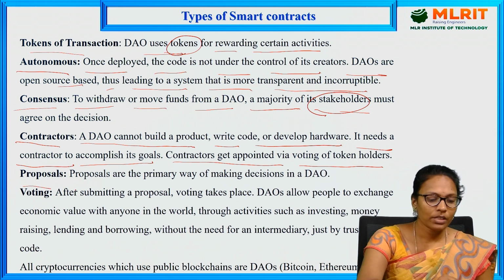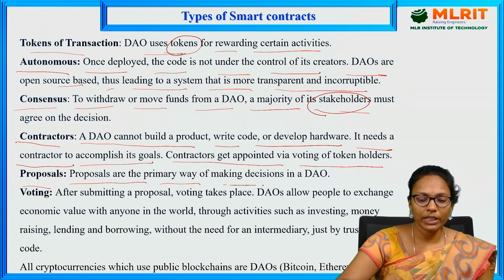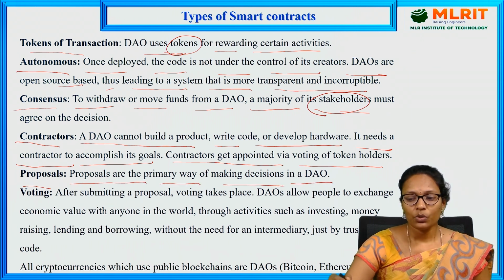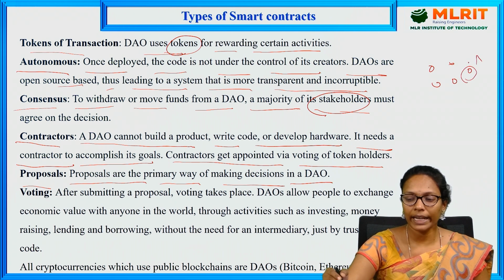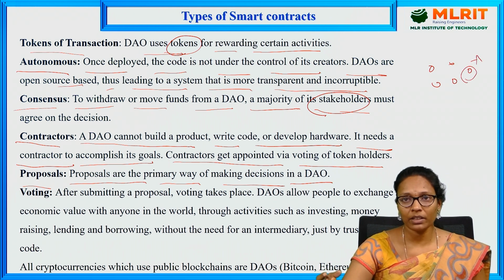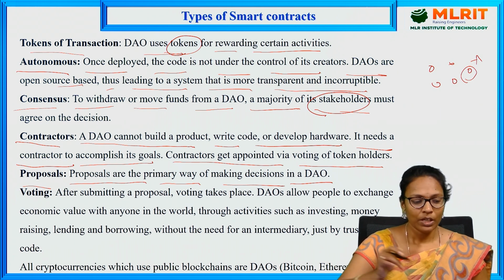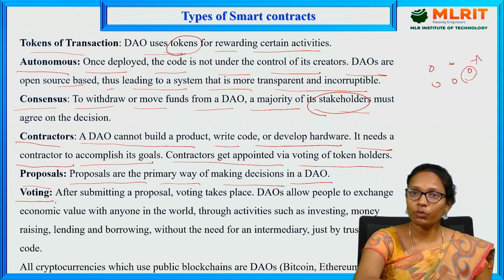And proposals. Proposals are the primary way of making decisions in a DAO. We have a set of five stakeholders. Stakeholder A can propose any thought. If he wants to do some activity or start something, then he needs to propose that. And after the proposal, the decision making will be done by taking the votes from all the stakeholders. So that is proposal, followed by voting.